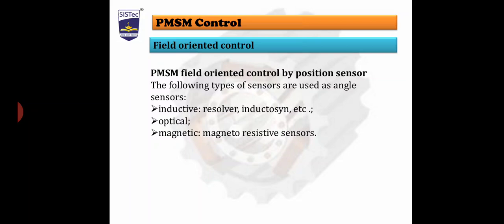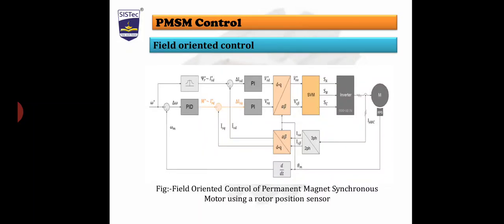Permanent magnet synchronous motor field oriented control by the position sensor. The following types of sensors are used as angle sensors: inductive, optical and magnetic. So this is a schematic control diagram for field oriented control of a permanent magnet synchronous motor using a rotor position sensor. In this technique we can use the PI controller and PID controller and inverter.